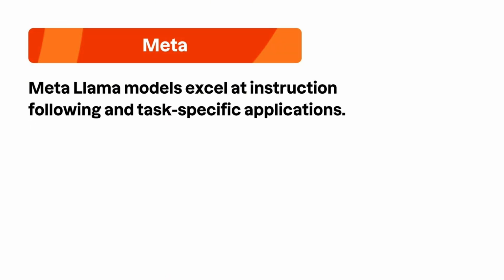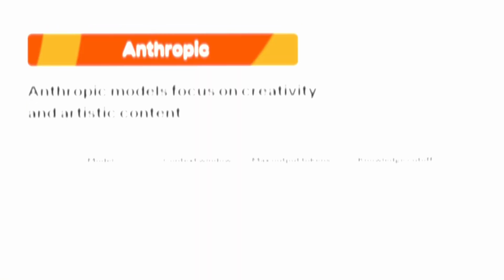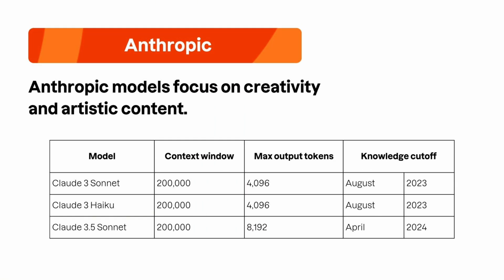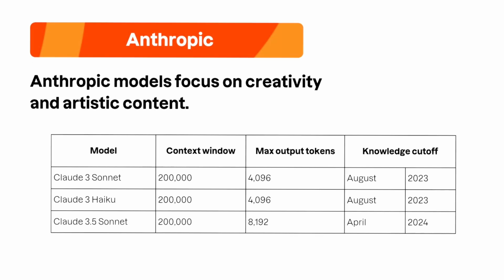The Llama models from Meta excel at instruction following and task-specific applications. Anthropic models focus on creativity and artistic content and more nuanced language. Claude 3 Sonnet and Claude 3 Haiku both have a context window of 200,000 tokens and a max output token count of 4,096, and both of their knowledge cutoff dates are around August of 2023.